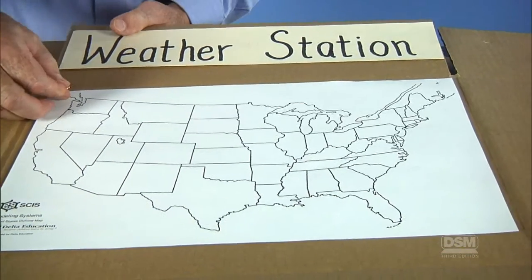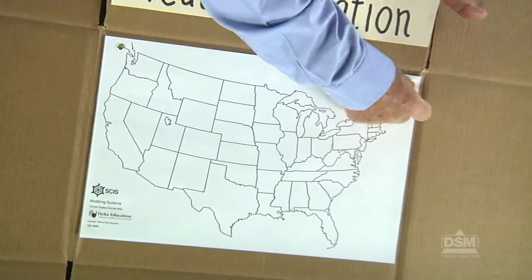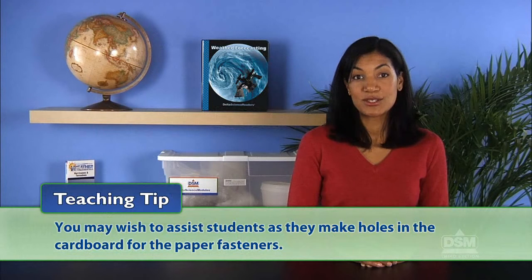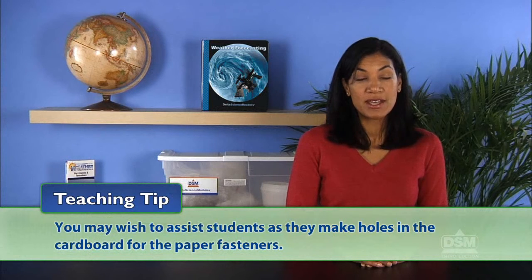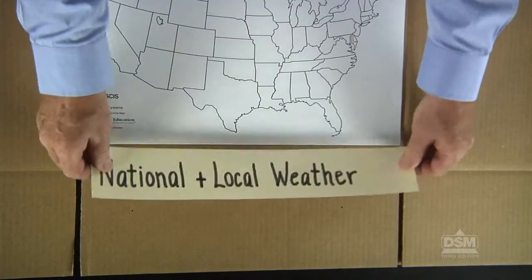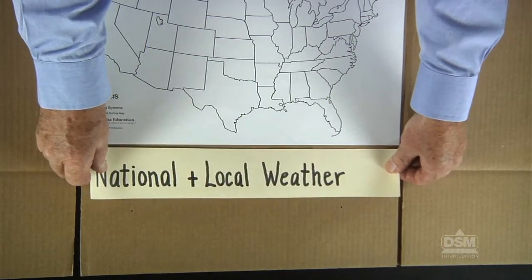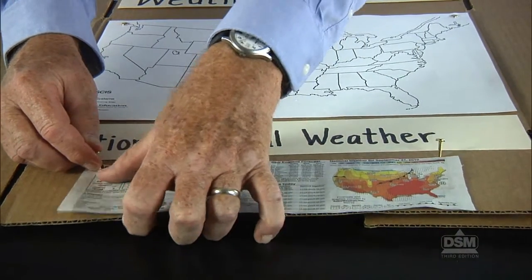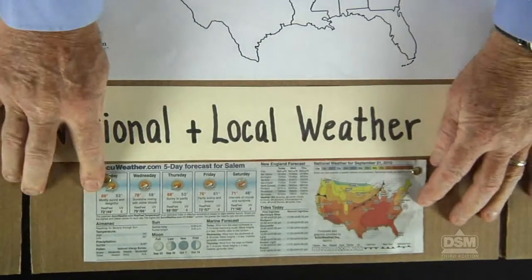Distribute the U.S. outline maps, the paper fasteners, the scissors, and the national and local weather reports from a newspaper. Have each team use 2 paper fasteners to hang the outline map on the center panel, directly under the weather heading. You may wish to assist students as they make holes in the cardboard for the paper fasteners. Write the heading National and Local Weather under the outline map. Then use the remaining 2 paper fasteners to secure the weather report under this heading on their station.